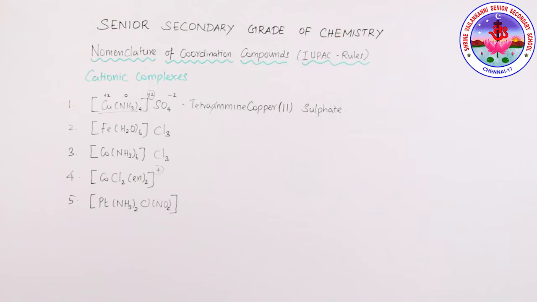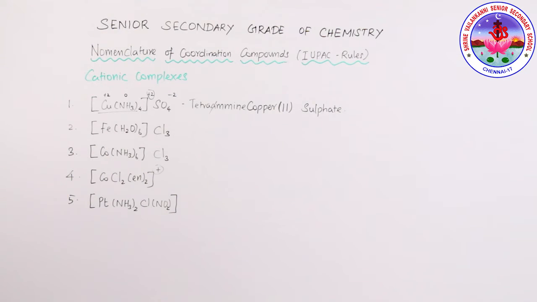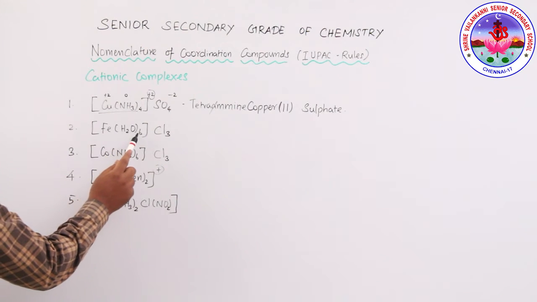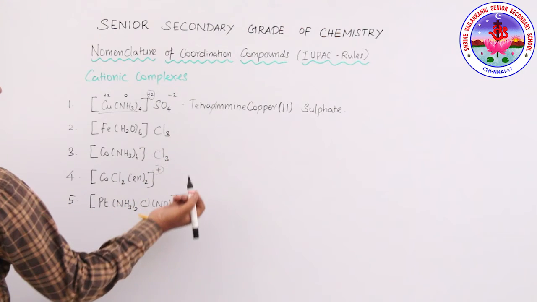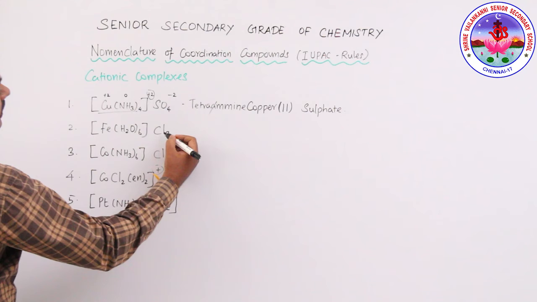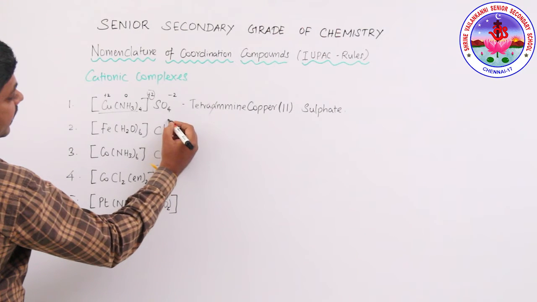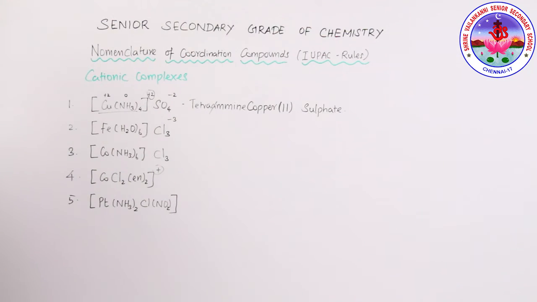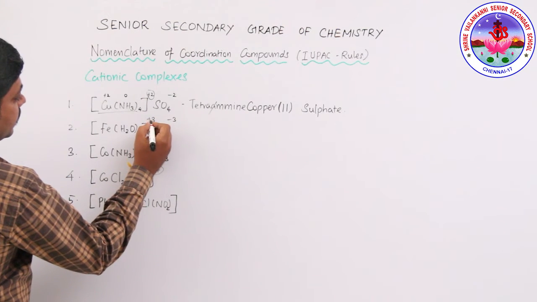Okay, then look at this complex. This complex is [Fe(H2O)6]Cl3. Here you follow the similar way. First find the oxidation state. What is the charge of the chloride ion? -1. -1 times 3 is -3, so the complex charge should be +3.